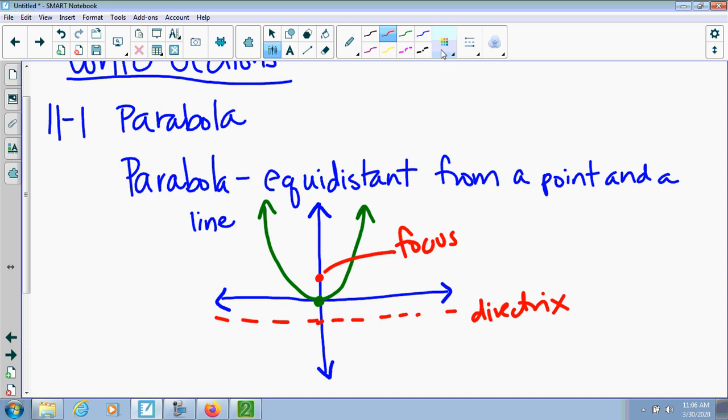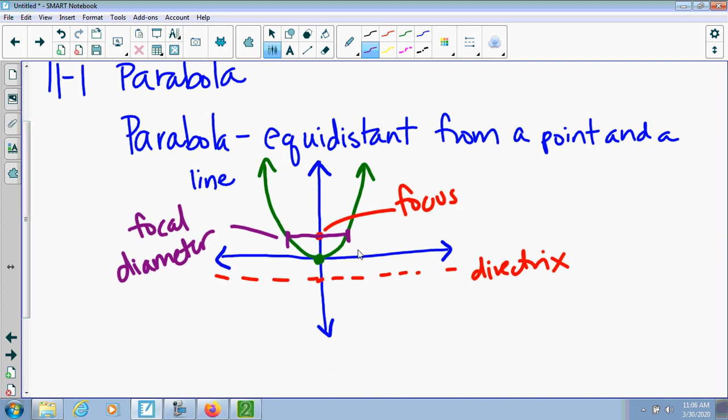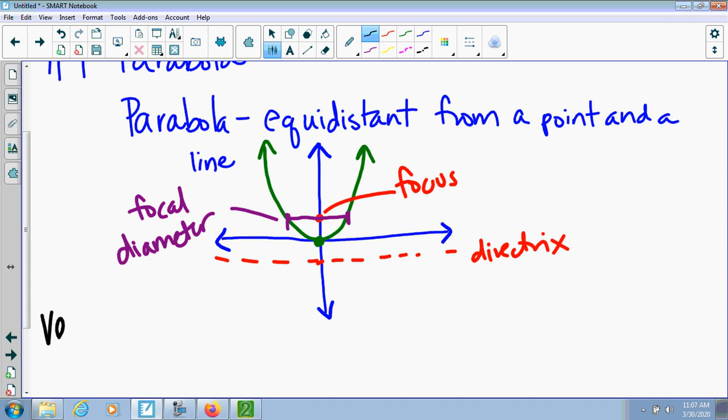Alright. One other thing that we need to know is what the focal diameter is, and this helps us when we're sketching our graph. It is the distance, if you just went straight across your parabola through your focus, from this point to this point, that is called the focal diameter. Okay? So we're going to go through how to find all these things with a parabola that is right side up like this, or it could be down, and then we'll do some side-to-side ones in a second. So we'll do our vertical parabolas first.